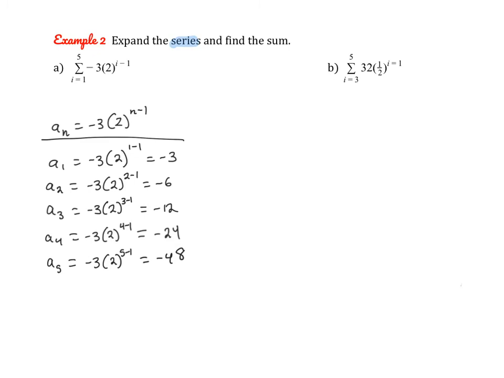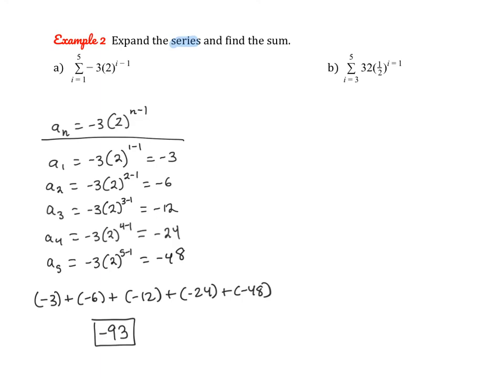And so now that we have all of our terms, we can list them out to expand the series. So they're really just asking us to do negative 3 plus negative 6 plus negative 12 plus negative 24 plus negative 48. So this gives us an overall sum of negative 93.